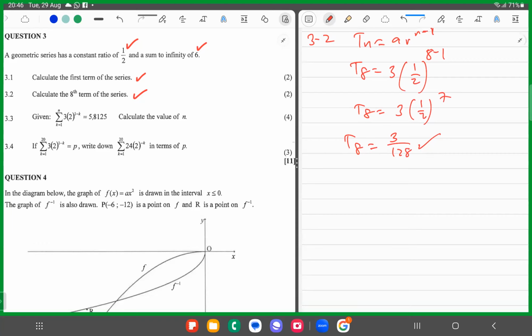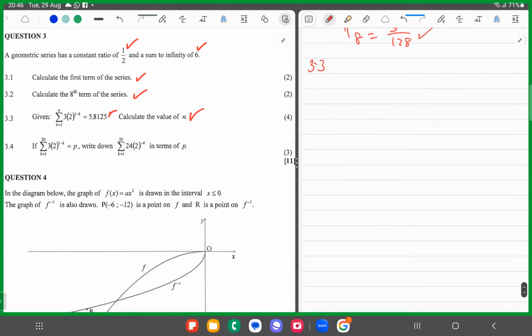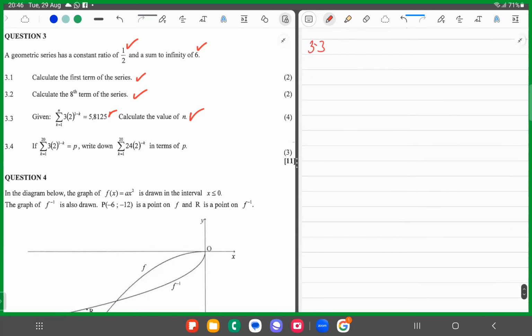So we're going to look at 3.3. Given this summation, calculate the value of n. What do we do? We've been given this series and need to find the value of n. And how do we go about this? Right, let's get started. So this would be the sum to n terms. So you have the sum to n terms.